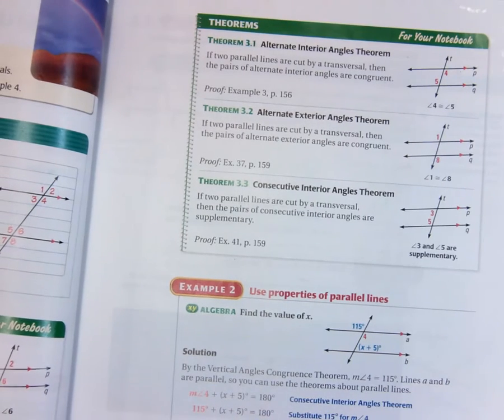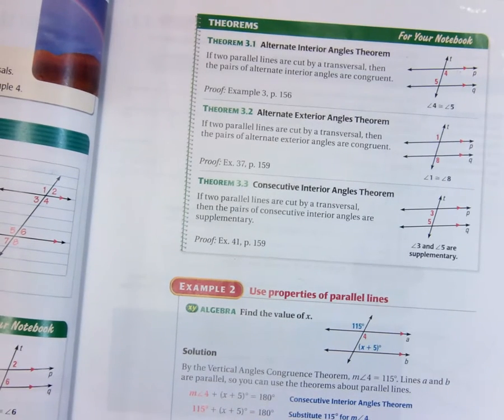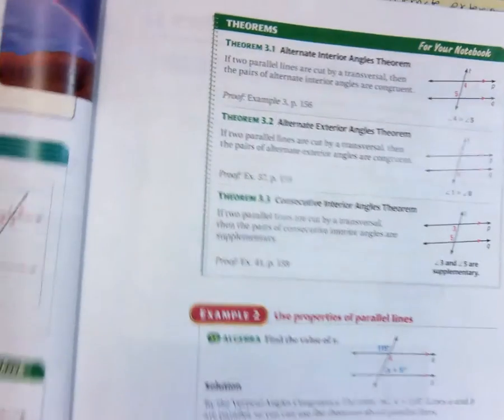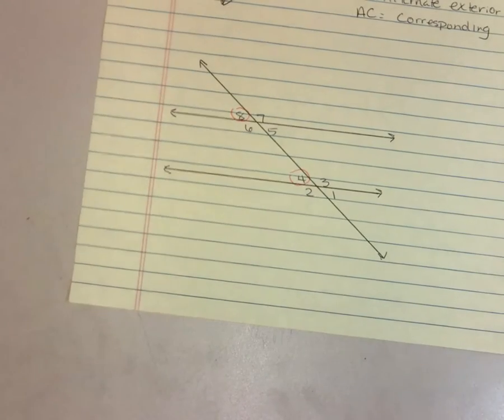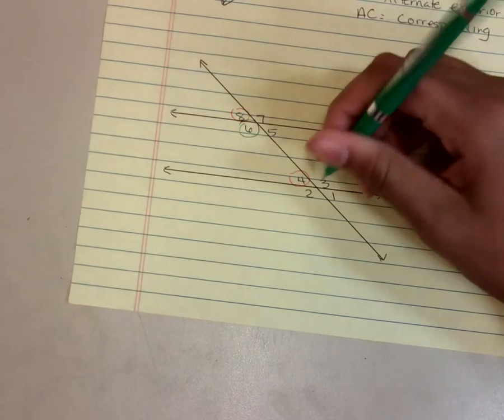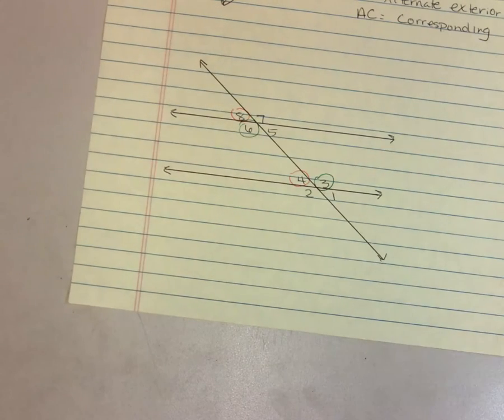The next theorem is the alternate interior angles theorem, which is: if two parallel lines are cut by a transversal, then the pairs of the alternate interior angles are congruent. An example of that is angle number 6 and 3.